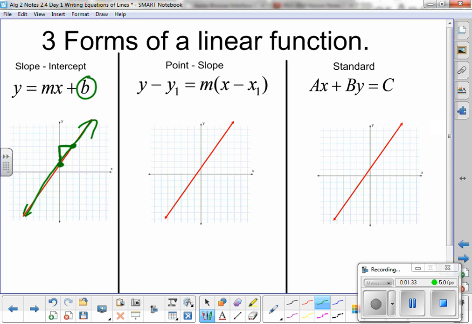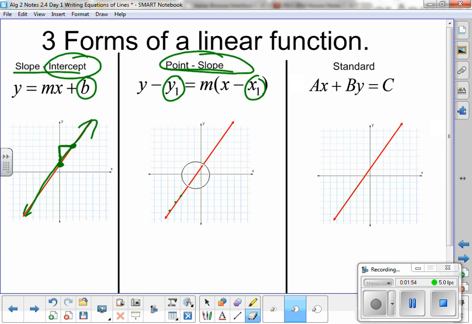Point slope form actually gives you a point on the graph. Now, the difference with this one is that this could be any point along this graph. It doesn't have to be the y-intercept. So point slope form is a little bit more general than slope intercept, because slope intercept only gives you an intercept. This one, you can use any point you want on a line. And then it also gives you the slope right here.